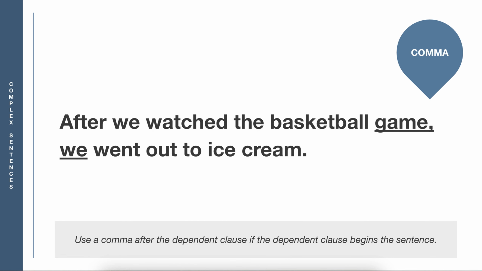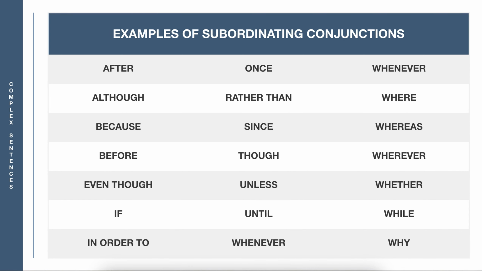So let's go back to our example before. After we watch the basketball game is a dependent clause. But it's a dependent clause because of the word after. If we didn't have the word after at the beginning, we would have an independent clause. We watched the basketball game is an independent clause. But as soon as we put the word after at the beginning, that subordinating conjunction, it now turns into a dependent clause. That's why these subordinating conjunctions are so important, because if you see one of these at the beginning of a clause, that means that you have a dependent clause. And then you're going to need to follow the punctuation rules that apply to complex sentences.